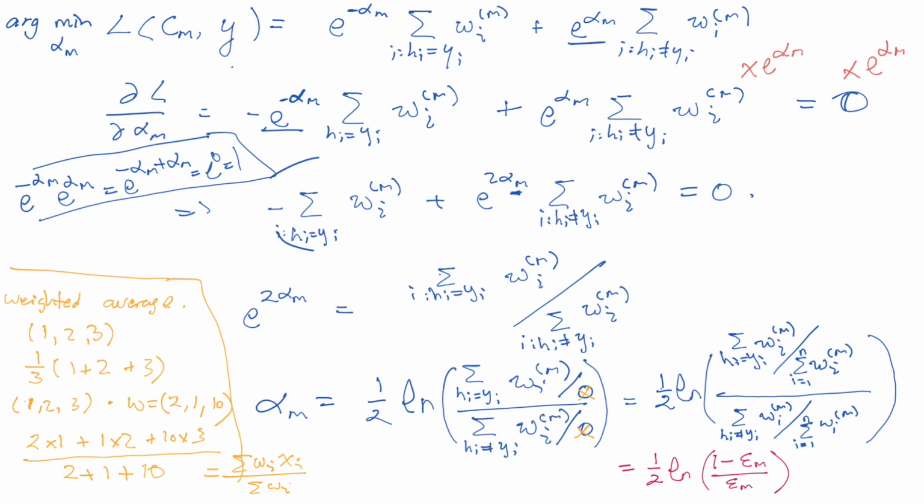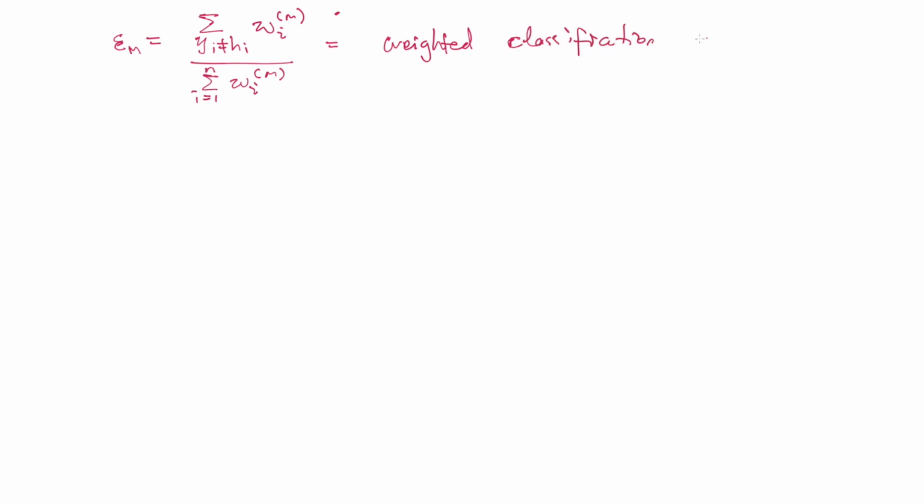Okay, and let me introduce what this epsilon m is. So this is the summation of the weighted mistakes at iteration m divided by the total sum of weights. Okay, so this is the weighted classification error proportion. So it gives me a proportion rather than just the sum of the weights. It's kind of like taking a weighted average of the error. Okay, that's all it is.